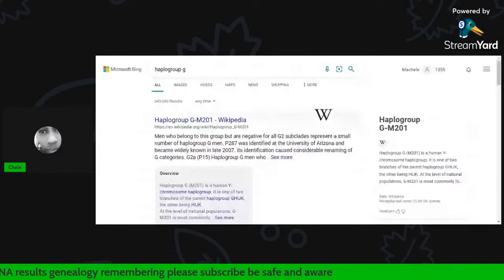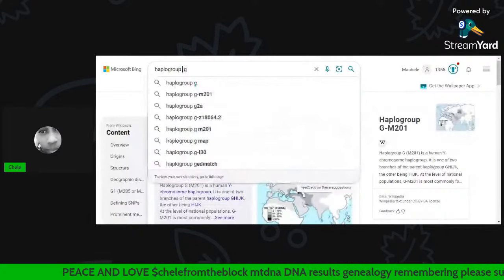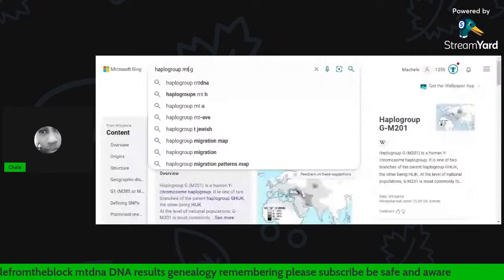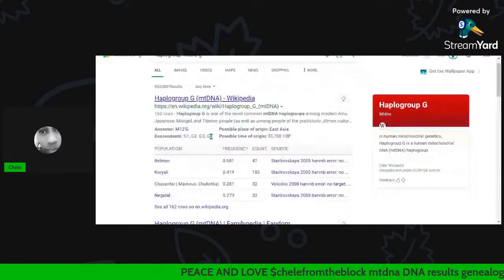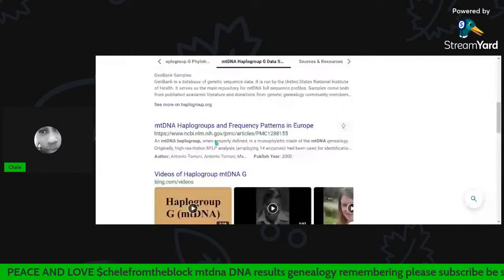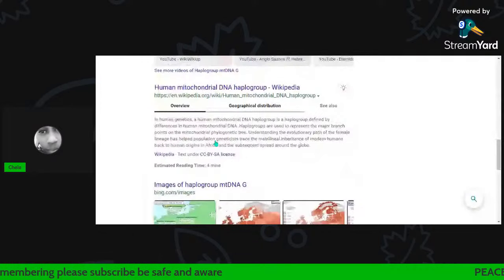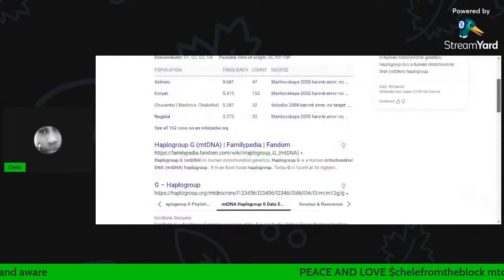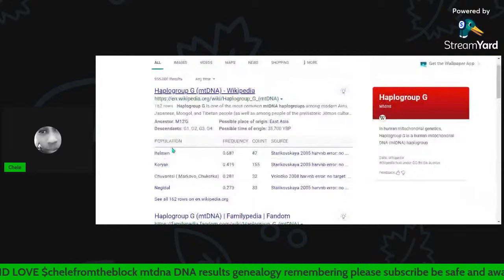Haplogroup G. Oh, let me put mtDNA just in case there's another G. I think there is. mtDNA. They're talking about men. Okay. Oh wow. What? See, this is what I be talking about. What? Okay, let's see. I'm gonna pick on the results. I hate to go to Wikipedia, but that's just okay. Frequency point something, 0.61. Unbelievable. Okay, I'm not gonna go there.